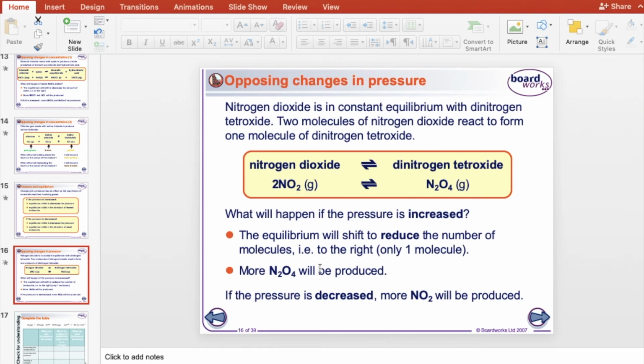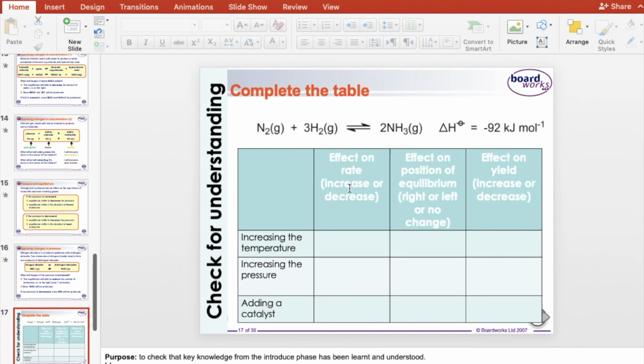Okay, and you can see at the bottom, if you increase the pressure, you're going to have a movement to the fewer molecules, and therefore more of them will be produced in the process. And if you decrease the pressure, the dynamic equilibrium is going to shift to the side with more molecules, and more of these molecules will be produced as a result. So hopefully that makes sense.